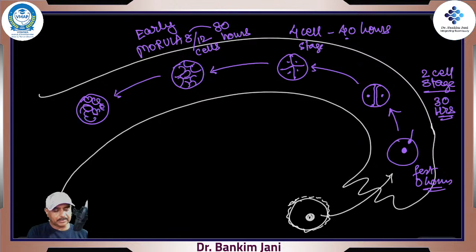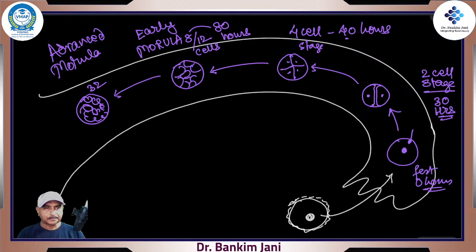Now this is about, say, 32 cells. 32 cells, and this is what is called the advanced morula. So we call this the advanced morula. As it progresses, there will be some major change, right? Say over here 80 hours means almost 3 days, more than 3 days.